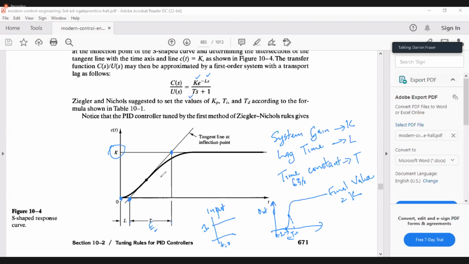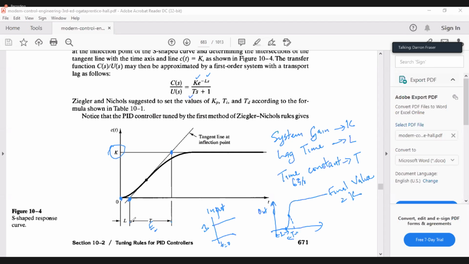Now, as usual, of course, we don't deal with that as much. But look at this a little bit. Tangent line at steepest slope, and where it cuts the axis.